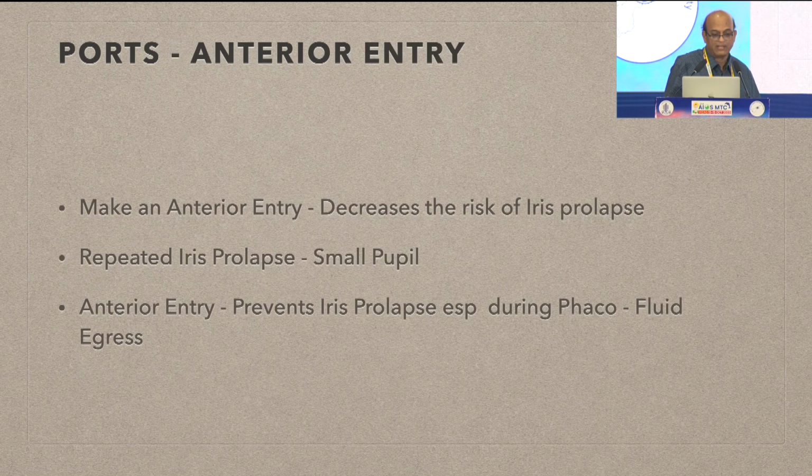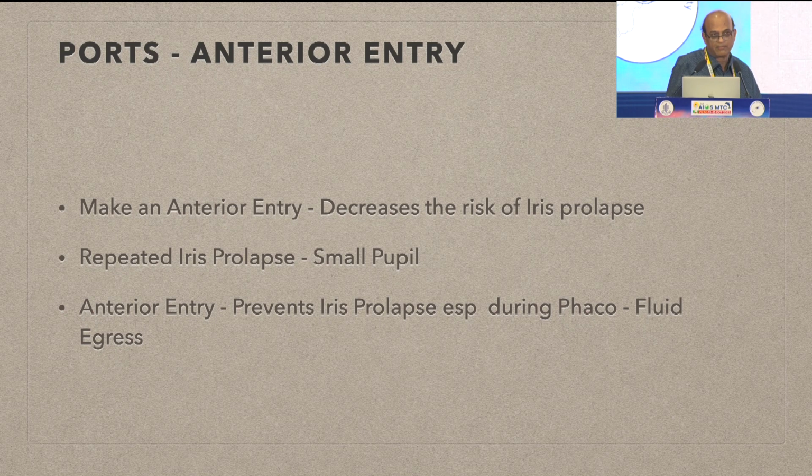So the first pearl is to make an anterior entry while you're making the tunnel. Because of the density of the cataract and because the anterior chamber is compromised, these patients have a tendency for the iris to prolapse. If you try to reposit the iris repeatedly with some blunt instrument, the pupil might become smaller. It adds to the difficulty during the surgery. So one should always make an anterior entry.